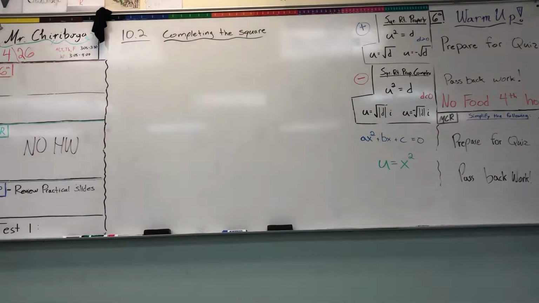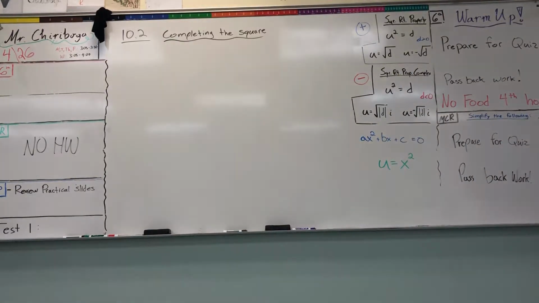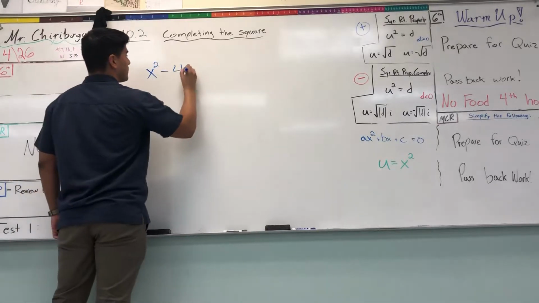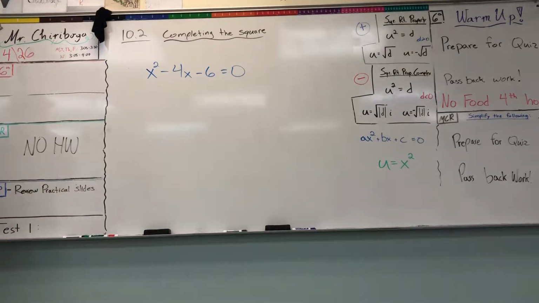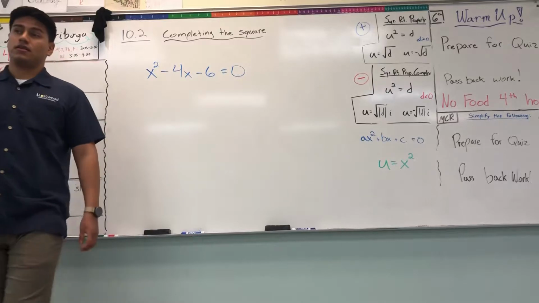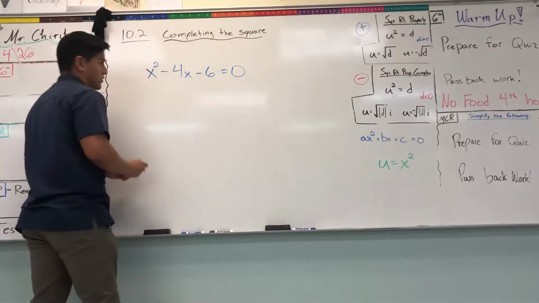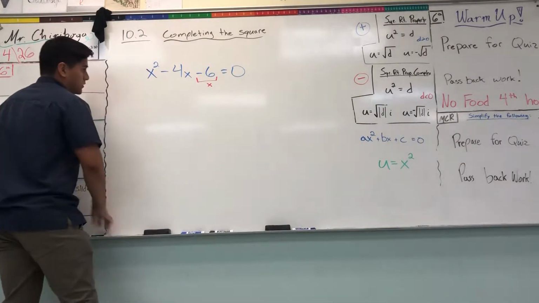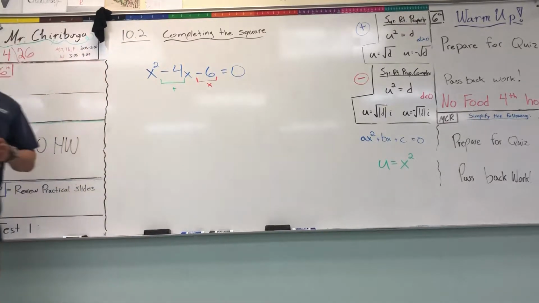Good. Now let's talk about this. What about an equation in this form? What are you going to do? You have to factor. What two things multiply together to equal C and added together to equal that? So we ask ourselves, what two things multiply together to equal negative 6 and added together to equal negative 4?